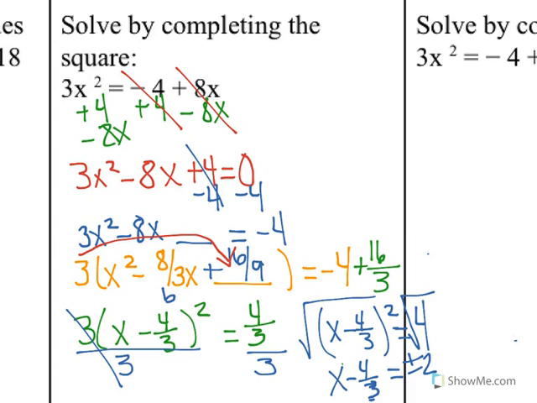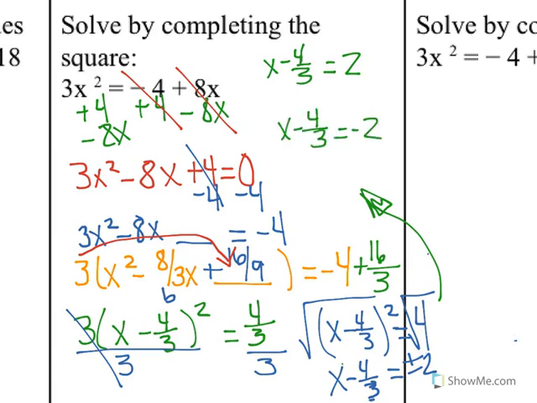Now I'm running out of room, you may be as well. I'm going to write the two problems that we need up here. And so because we have positive or -2, we need to have x minus 4/3 equals positive 2, and x minus 4/3 equals negative 2. And then we just want to solve by adding 4/3 to both sides.